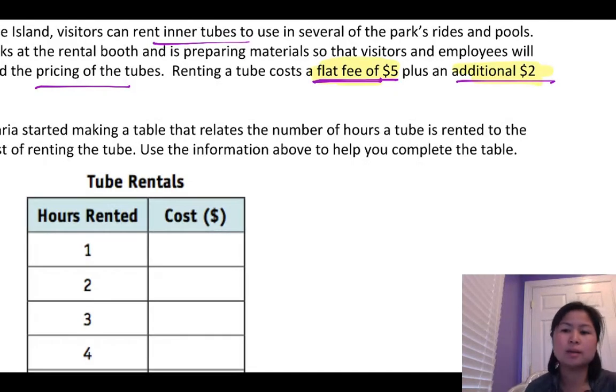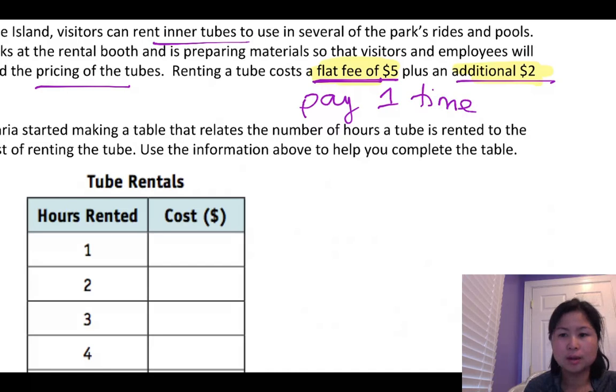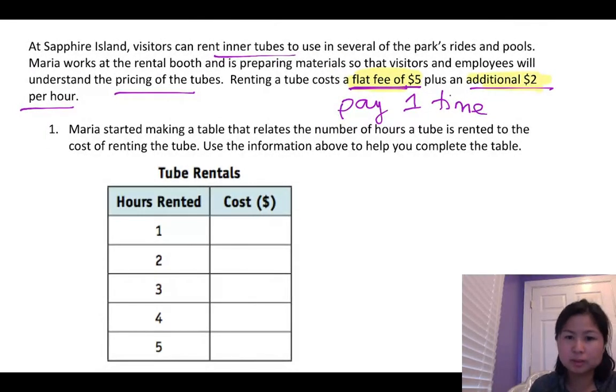This is the note. If you can just jot it down somewhere, I will post this note for you as well. If it's a blank note, but you have a piece of paper, jot it down the way that I would do things. So a flat fee is something that you pay one time only. The one that says additional $2 per hour, per day, per something, we call the rate.